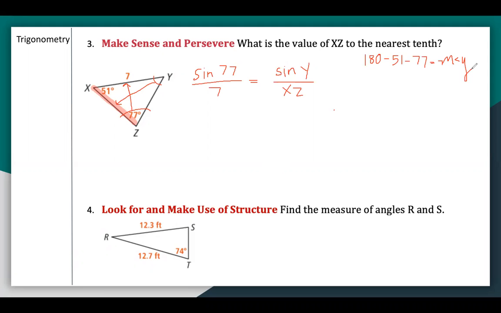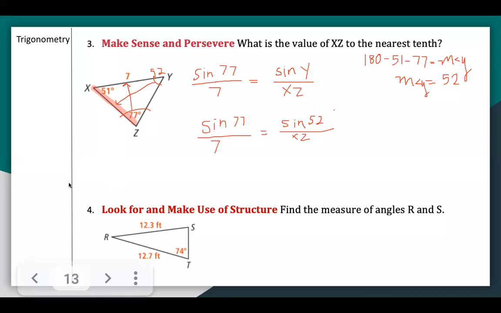So 180 minus 51 minus 77, the measure of angle y is equal to 52. And I forgot the y here. The measure of angle y is equal to 52 degrees. And this is enough for me to solve this proportion here. The sine of 77 divided by 7 is equal to the sine of 52 divided by XZ. I'm going to have you round this to the nearest tenth.